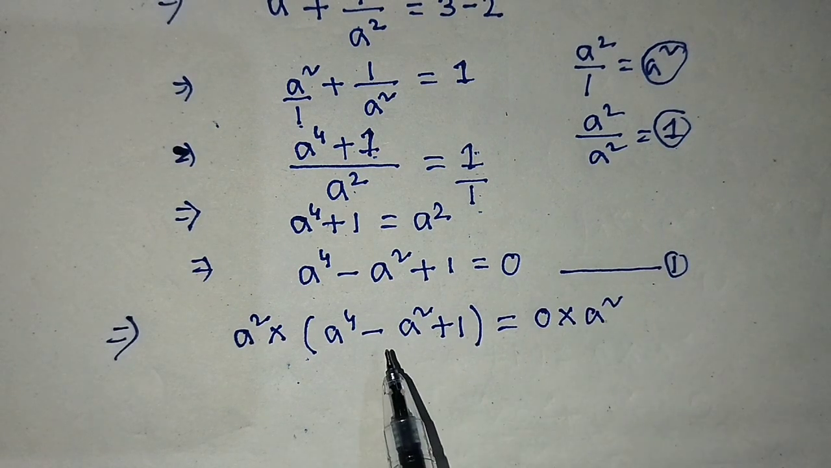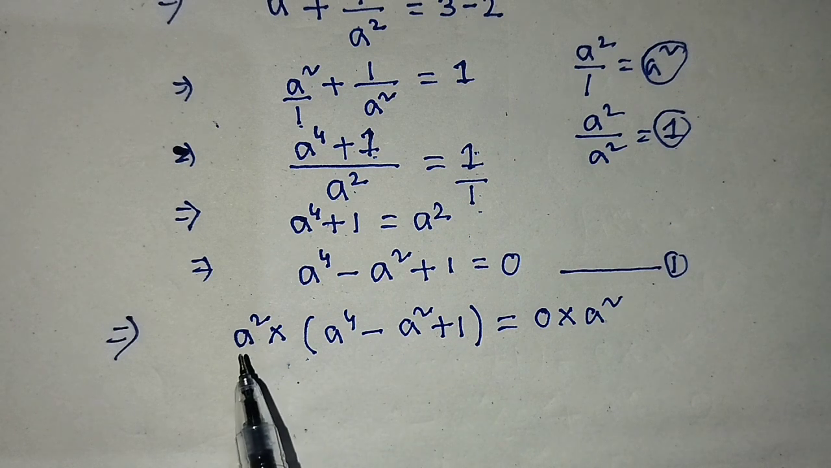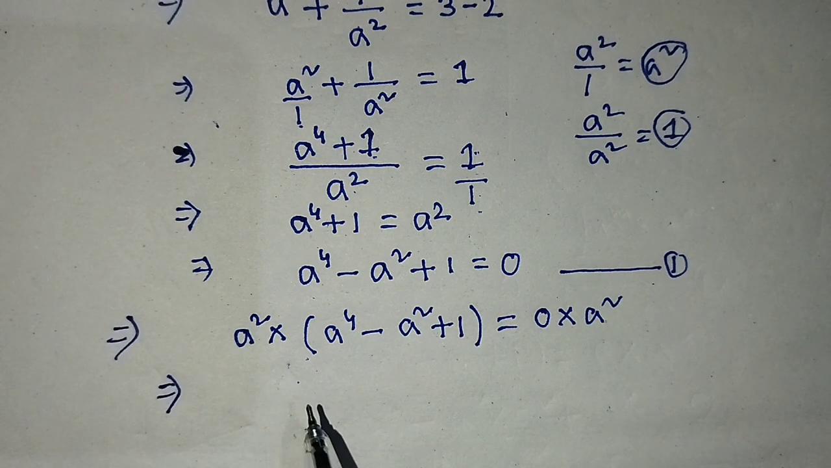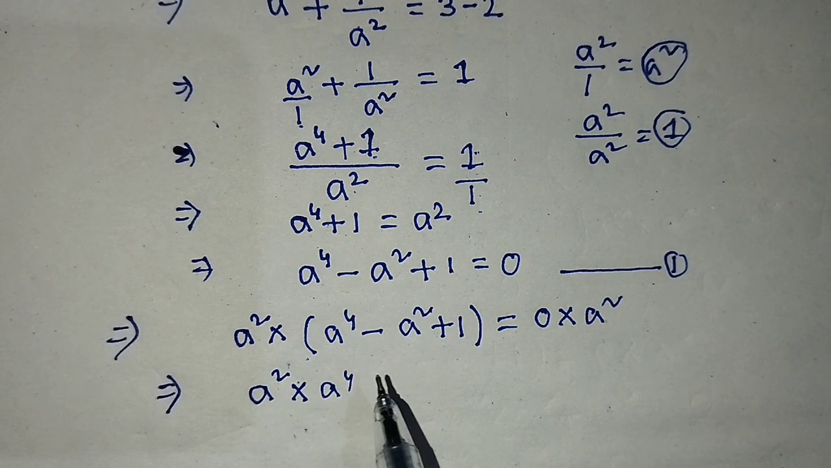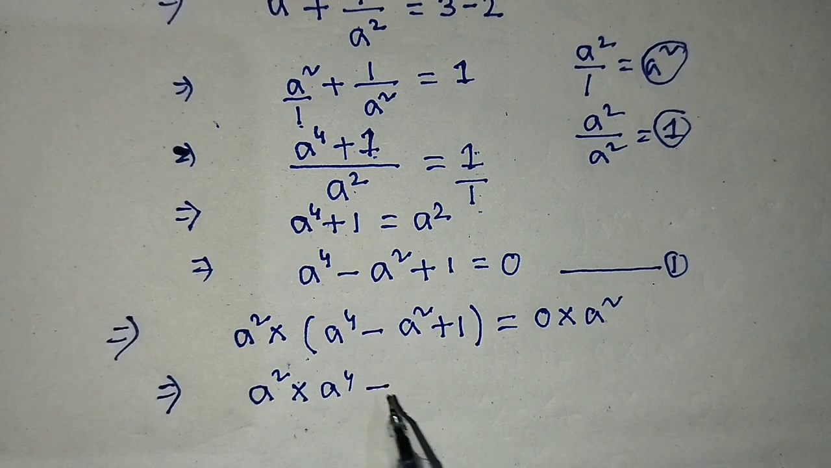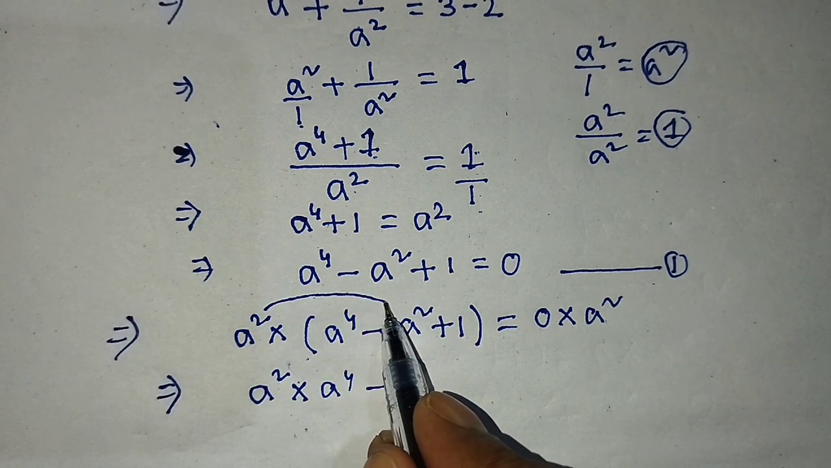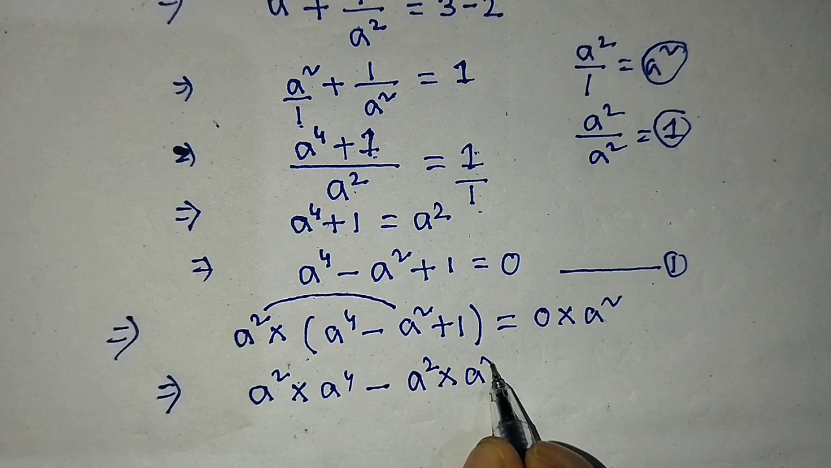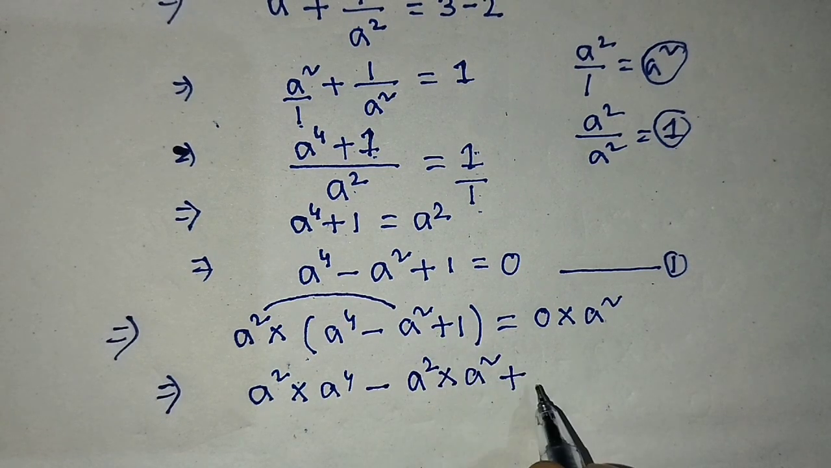So student, on the left hand side we have to multiply these 3 terms by a square. So on the left hand side we can write from this algebraic expression a square into a to the power 4. So my dear student, if you multiply this algebraic expression with a square, we get a square into a to the power 4 minus, again we multiply this a square with a square, so we write a square into a square plus, here is a plus sign, so you have to take plus sign.